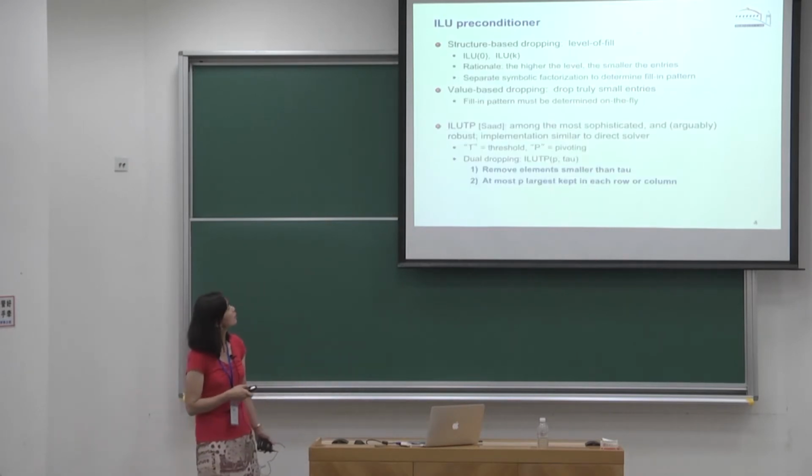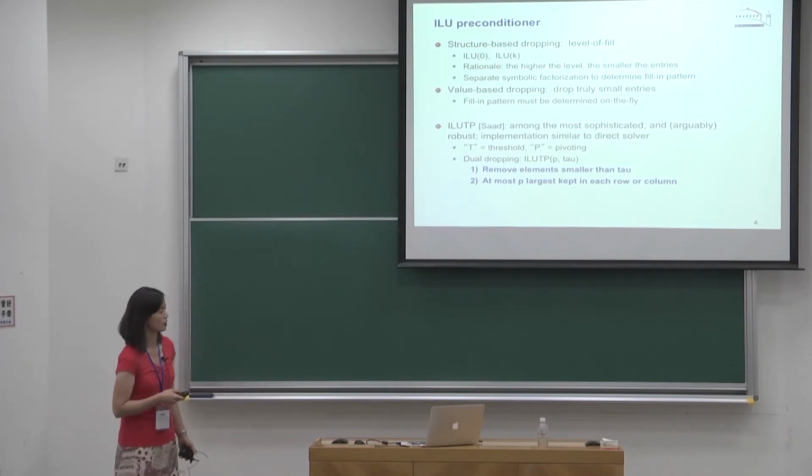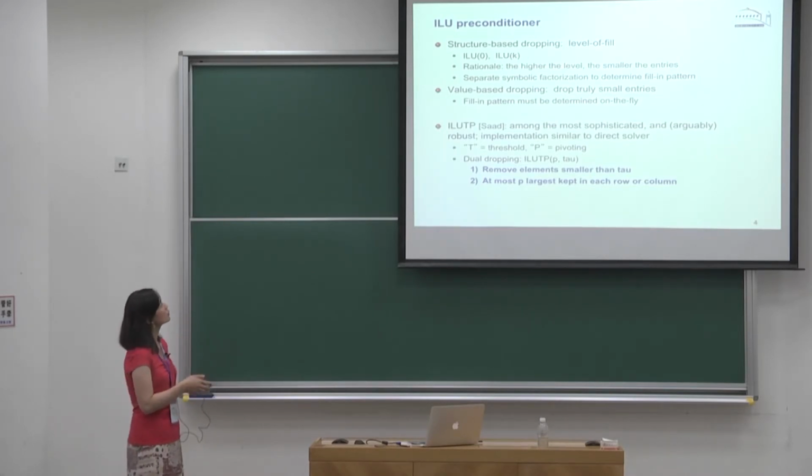The first is incomplete factorization, usually called ILU, or in the case of Cholesky factorization, IC, incomplete Cholesky factorization. The first category is structure-based dropping. It's based on the level of fill. ILU(0) is what people commonly use, meaning that I just use the pattern of the original matrix A. I don't allow any fill. So when you do the numerical computation, if a fill is generated, you just remove that element. So in the end, your LU factor has the same pattern as A. That means you keep the level of fill.